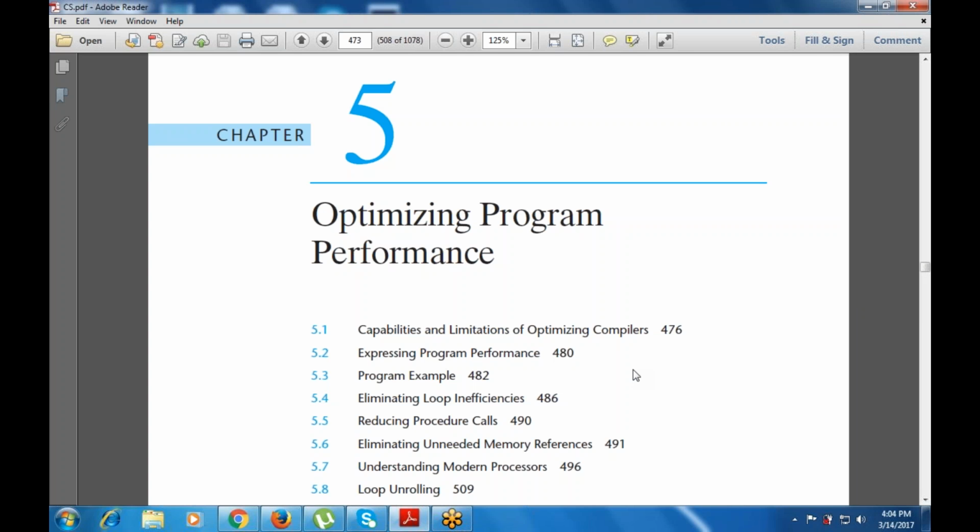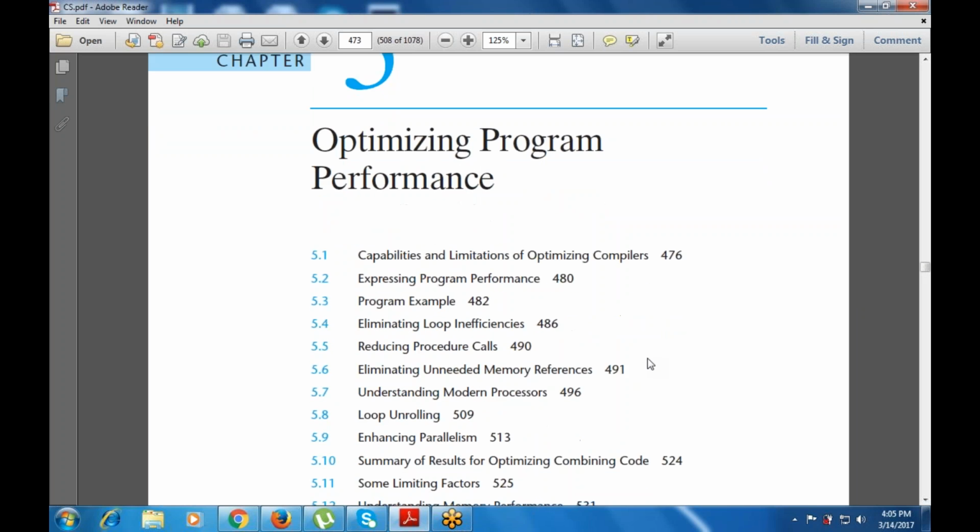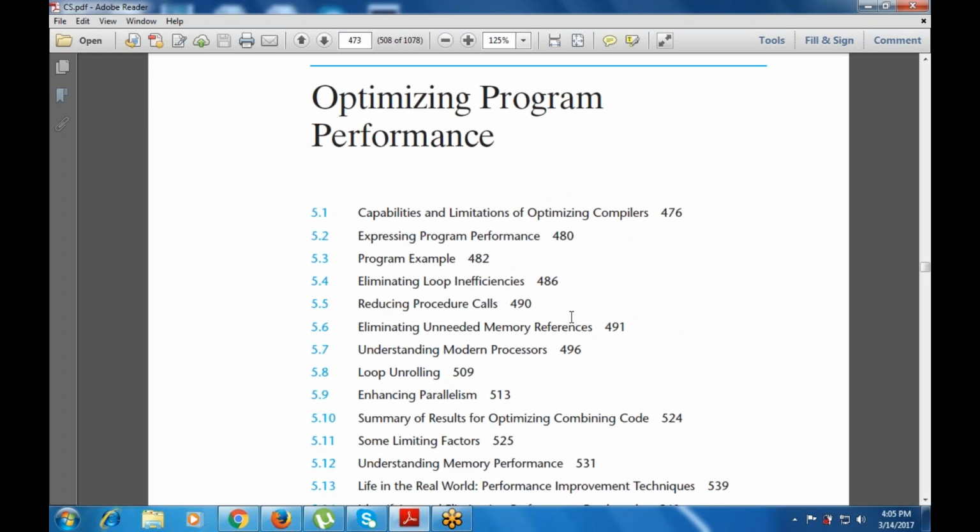What are the various terms that are used in loop inefficiencies? Then reducing procedure calls: how to reduce the procedure calls, how it deals with them, and what are the various drawbacks in reducing the procedure calls. Then eliminating unneeded memory references. Eliminate means remove the unneeded memory references that we do not require.